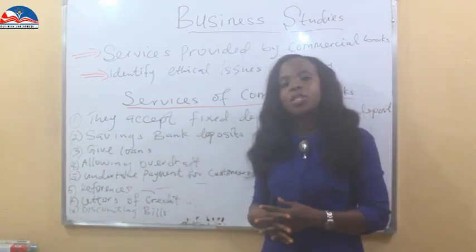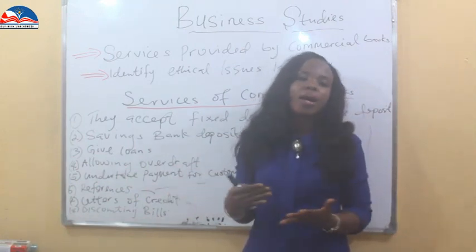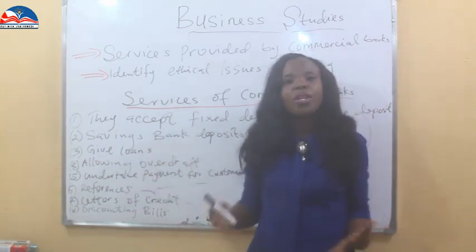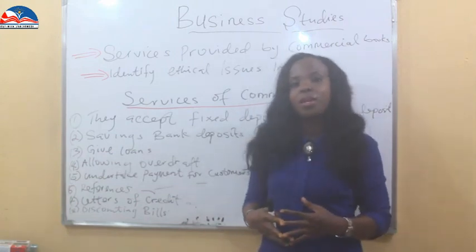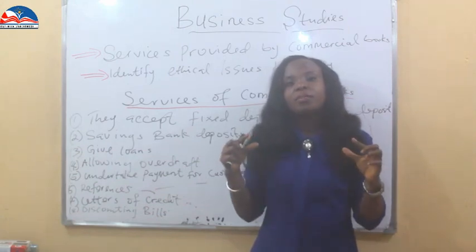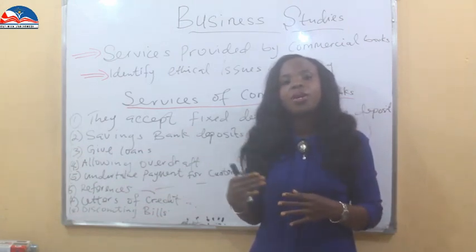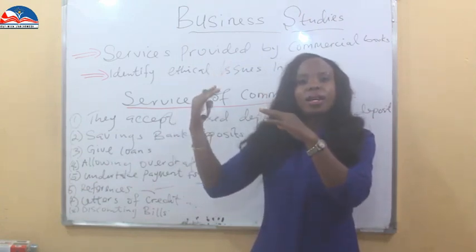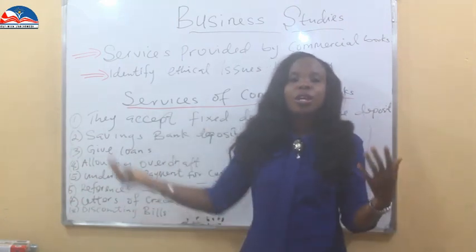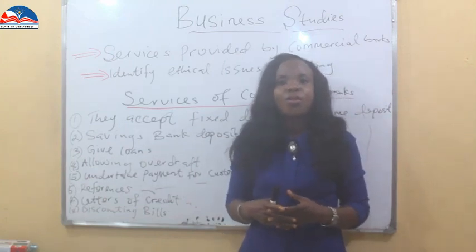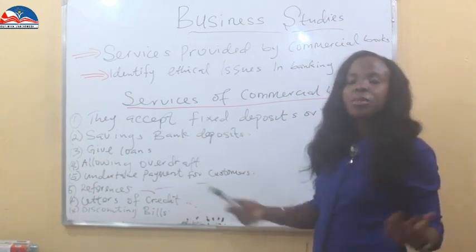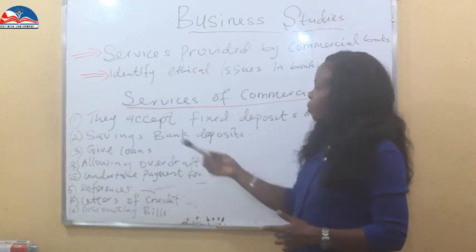Fixed deposit or time deposit has to do with a deposit you keep in a bank with a particular time in view for withdrawal. Fixed deposit can be 6 months, 1 year, 2 years, 3 years, 10 years, as the case may be, depending on what you wish. An interest is paid on these deposits because the money becomes part of the bank's running cash. They can use it to give out loans, so they bring returns on deposit for you, or return on investment for you. So they carry out this activity, accept fixed deposit or time deposit.